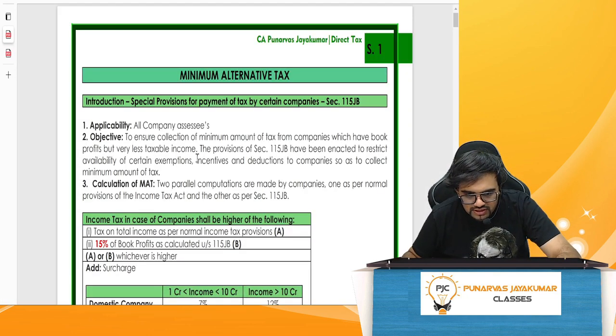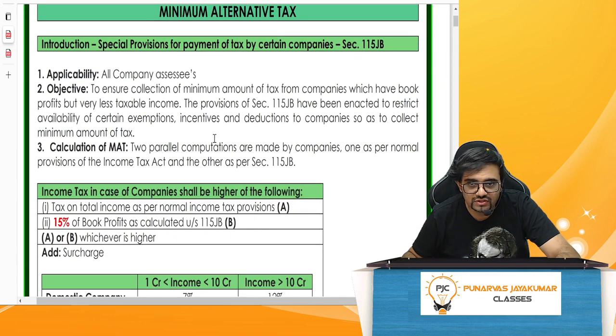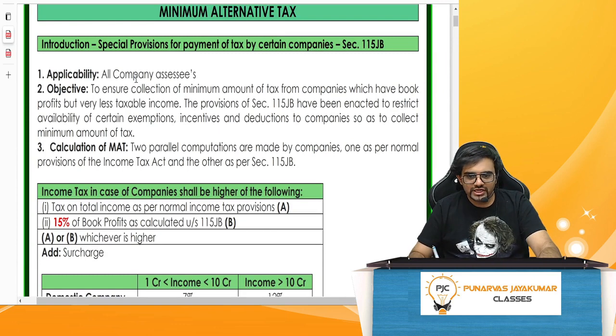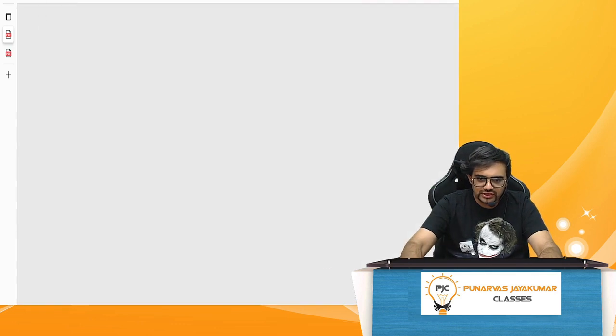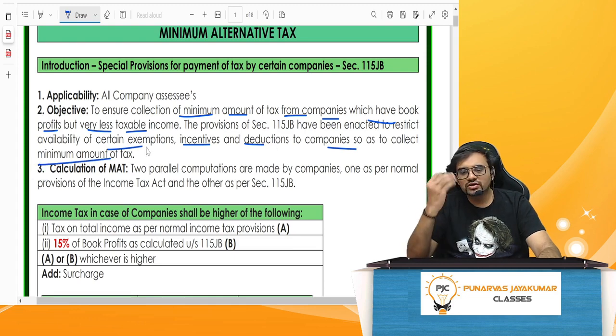Let's come to the notes. See, applicability, guys, it is for all companies. Only companies have to pay. Objective, as I told you, is to ensure collection of a minimum amount of tax from companies which have book profits but very little taxable income. Provisions of Section 115JB have been enacted to restrict the availability of certain exemptions, incentives and deductions to companies so as to collect a minimum amount of tax at least.